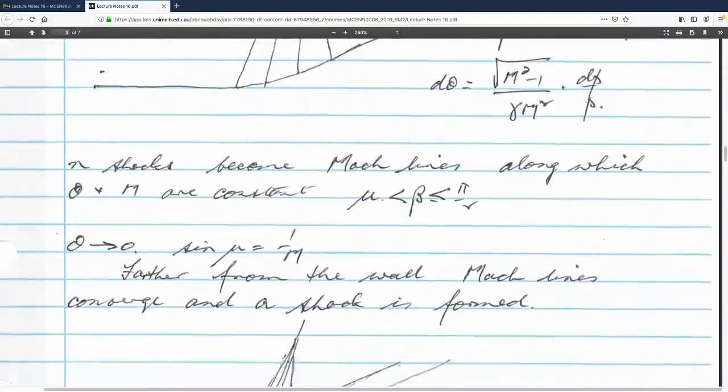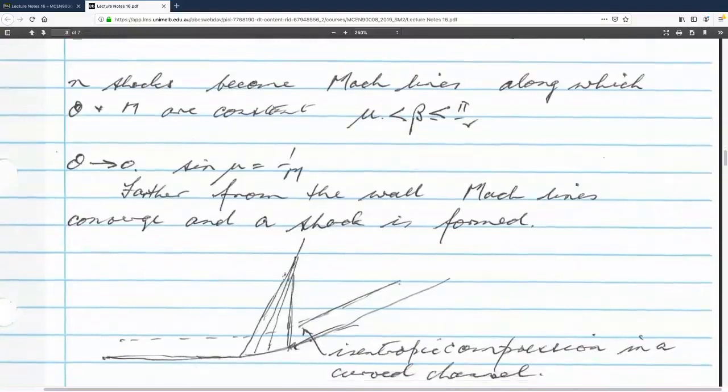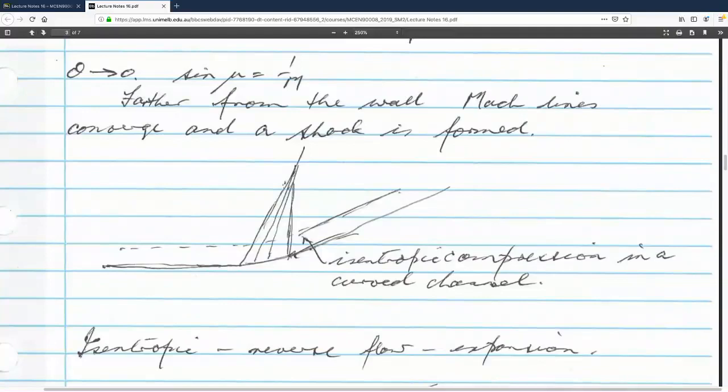And so I've told you here, farther from the wall, the Mach lines converge and a shock is formed. And so out here a shock is formed, and now you'll have a jump, a change in entropy across the shock, but way down near the wall here, you'll have an isentropic compression in a curved channel. So if this is a curved channel, you'll have an isentropic compression. All right, so now, instead of going from left to right and compressing, so this is a compression here, I am going to reverse the flow and take it back this way and go through an expansion.